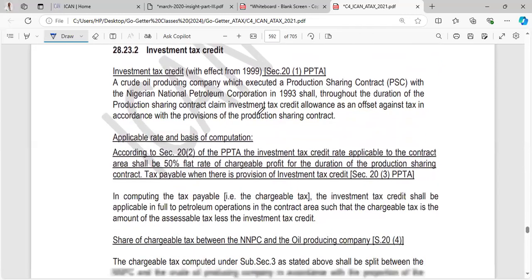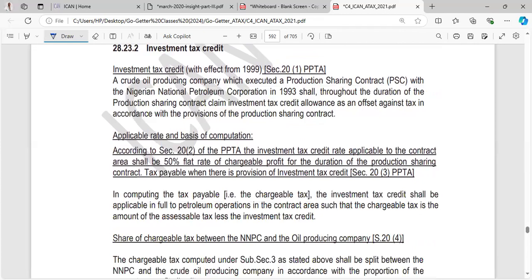Now let's go to investment tax credits. I said investment tax credit is for the PSC company. With effect from 1999, the crude oil producing company which is executing a production sharing contract with the Nigerian National Petroleum Corporation in 1993 shall, throughout the duration of the production sharing contract, claim investment tax credit as an offset against tax in accordance with the provisions of the sharing contract.